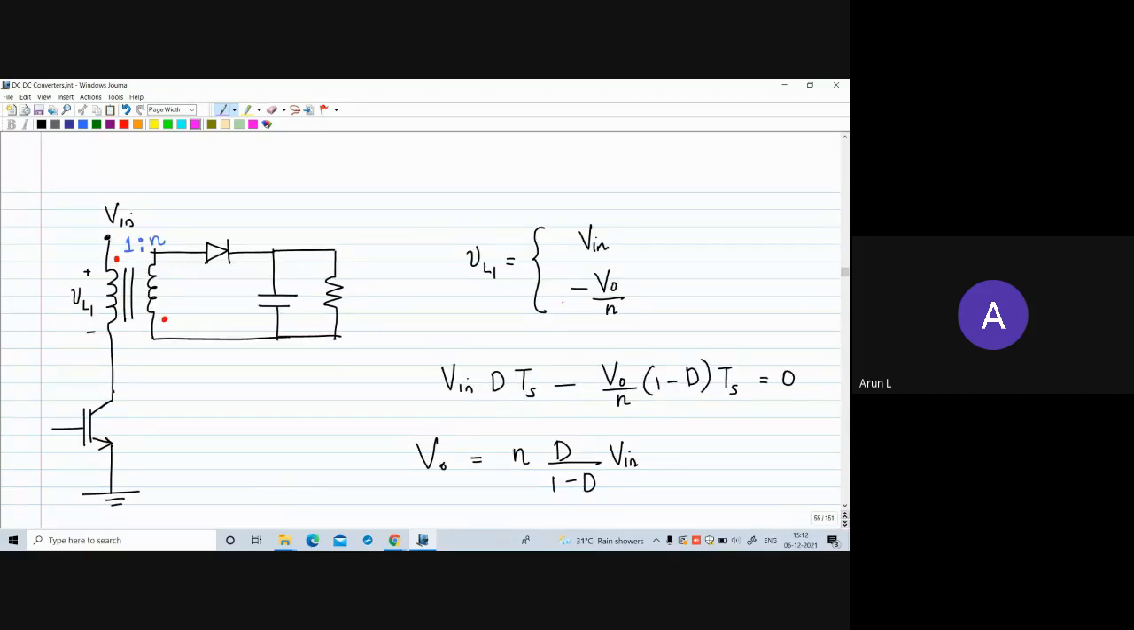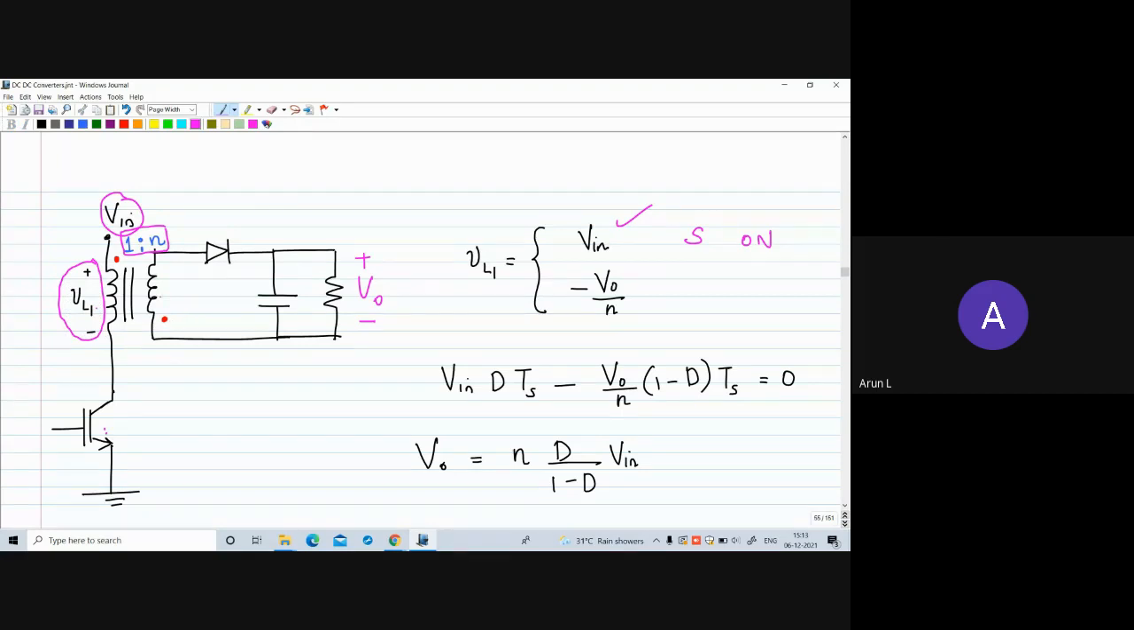So if you do the volt-second analysis for this flyback converter, we can apply volt-second balance to the input side inductance. If you consider the input side inductance, when the switch is on, the full V in voltage is appearing across it. So VL1 is equal to V in when the switch is on. And when the switch is off, suppose the output voltage is VO with this polarity, and the turns ratio of this transformer is 1:n, then the voltage appearing on the input side will be VO by N.